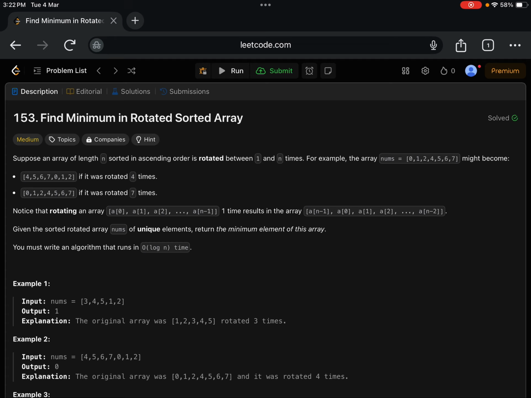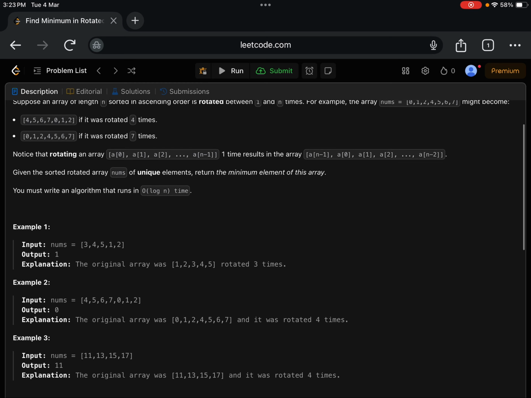times. For example, the array 0 to 7 might become 4 5 6 7 0 1 2 after rotation, since it was rotated 4 times, and it can also become 0 1 2 3 if I'm just rotating by the length of the array. If you rotate with the same length, it comes back to the original one after rotation. We'll try to understand this in more detail, and here is an example.